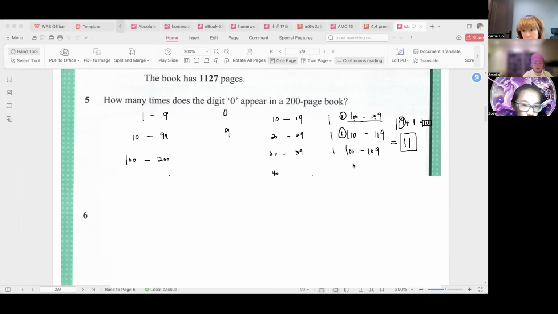Very good. Okay, so Amelia, from 120 to 129, how many zeros are there? 1. Very good. Zoe, 130 to 139, how many of them are there? Very good. Okay, so now I want you to tell me from 100 to 199, how many zeros are there? You tell me.